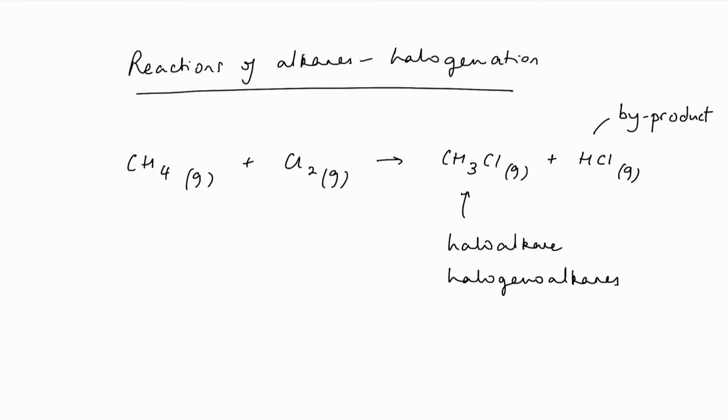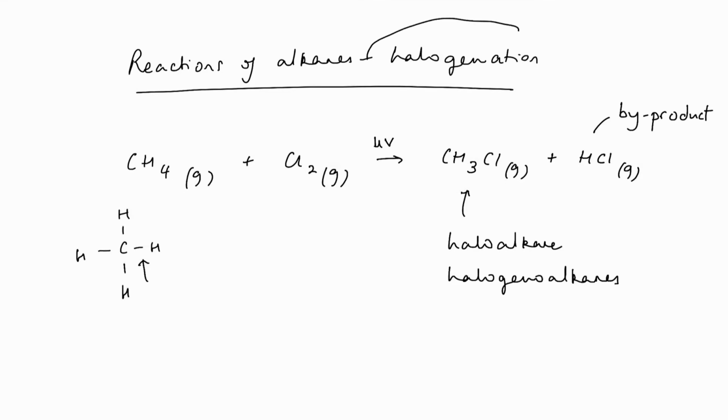Now, in order to make this reaction happen, let's have a look at methane. The bonds in alkanes, whether they're carbon-carbon or carbon-hydrogen, are very strong. So we need some pretty extreme conditions to persuade our alkanes to react. And those conditions are high energy UV radiation.